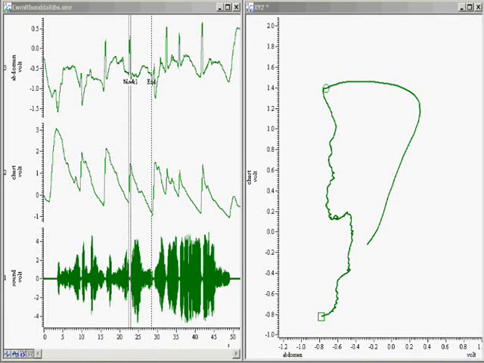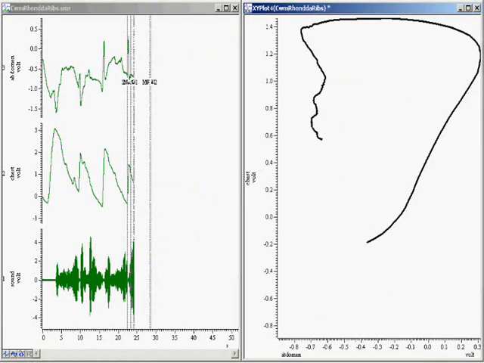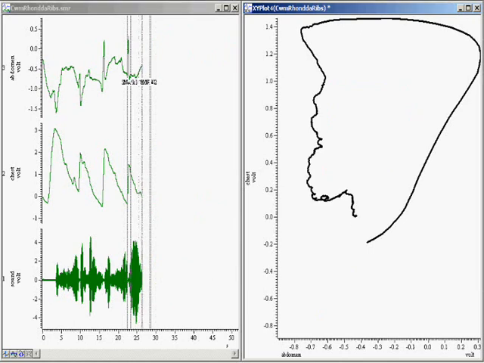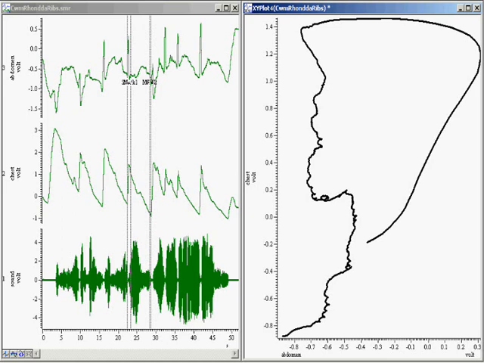Now we will look at another set of traces in which the singer uses a different breathing strategy, which we will call chest-led. Listen closely and see if you can hear a difference in the quality of the voice. Let's watch that again.